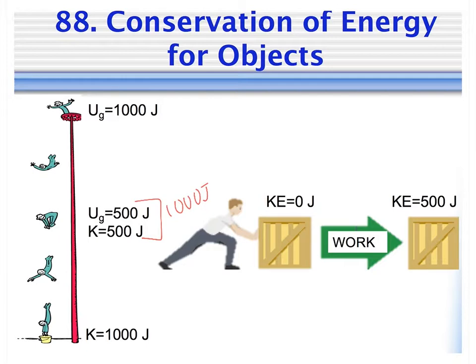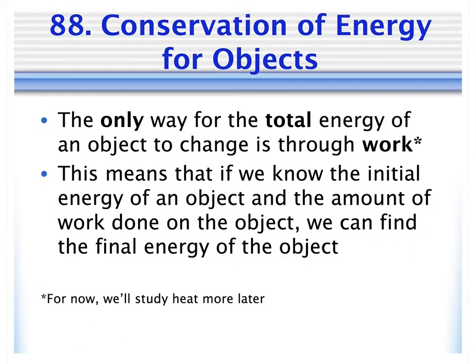Our other situation, when we have work being done on an object leading to a change in energy, would be this case here with this gentleman pushing the wooden box. We start out with the box at rest, so it has 0 joules of kinetic energy, and we exert a force on it, doing work on the box, giving it kinetic energy. So that's an example of work allowing energy to be transferred from one object, in this case the person, to another object, in this case the box, through that force, through work being done. That work case is a really important form because the only way for the total energy of an object to change is through work.